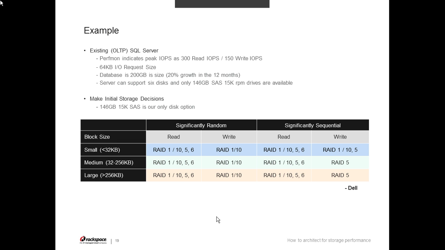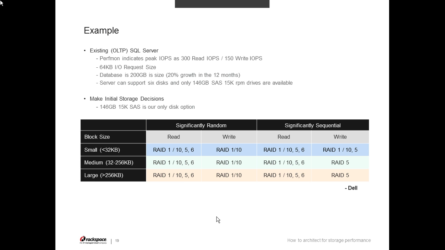SQL Server is configured with the default 64 kilobyte I/O block size, and we know the workload is very random. Our storage capacity currently is 200 gigabytes, and our forecast suggests that our data is going to grow by about 20% in the next 12 months. We don't want to have to deal with re-architecting our storage for the next 12 months, so we need to cater for this growth. In addition to this, we have 6 disk slots in our servers, and our vendor has mentioned they only have 146 gig 15K SAS disks remaining in their inventory.